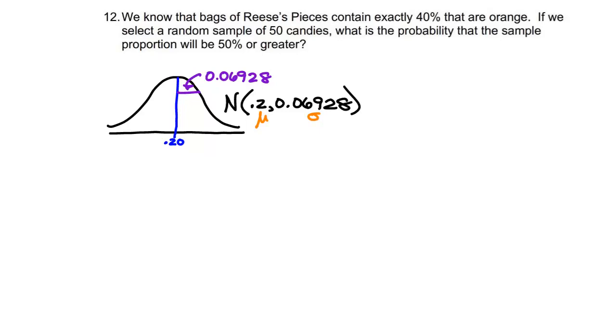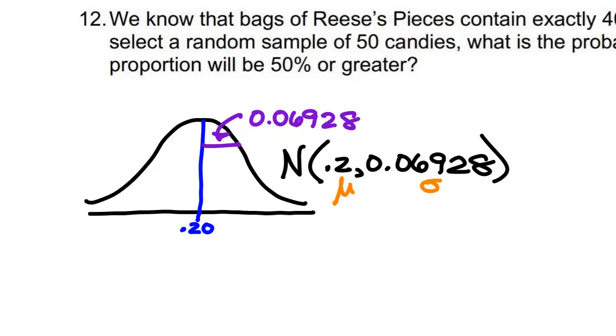So this is what my normal curve looks like. I have my mean, I have my standard deviation. What's the probability that the sample proportion is 50% or greater? Well, that shouldn't be a 0.20, that should be 0.40, my bad. Sorry, guys. I was looking at 20 candies.